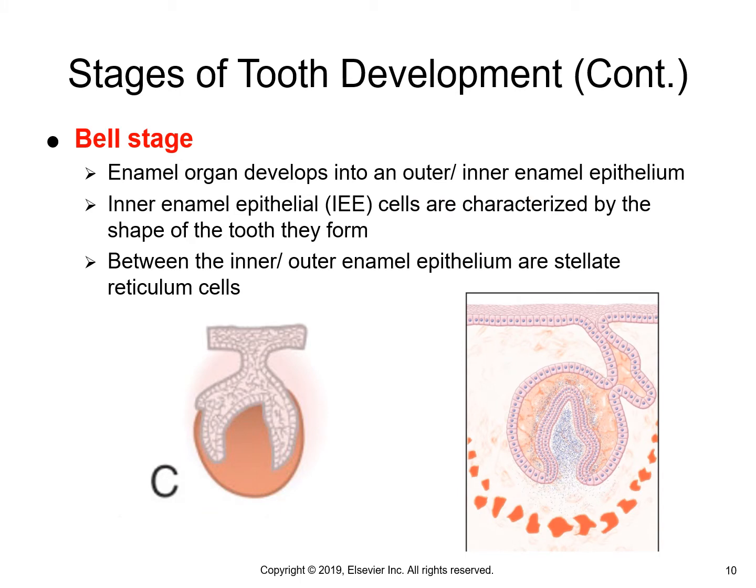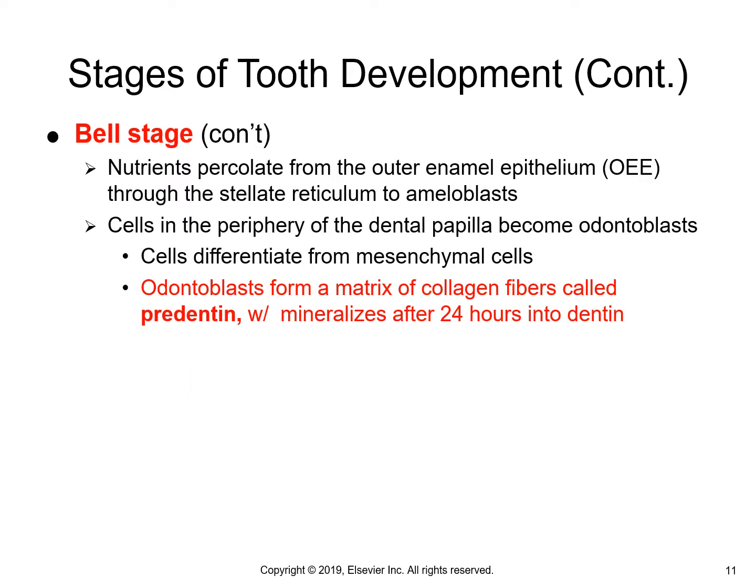So we've got bud stage, then cap stage. Now we are at the bell stage. The enamel organ develops into an outer and inner enamel epithelium. The inner enamel epithelium cells are characterized by the shape of the tooth they form. And between the inner and outer enamel epithelium are stellate reticulum cells. The bell stage is also a time where nutrients will percolate from the outer enamel epithelium through the stellate reticulum to the ameloblast, which will eventually produce enamel.